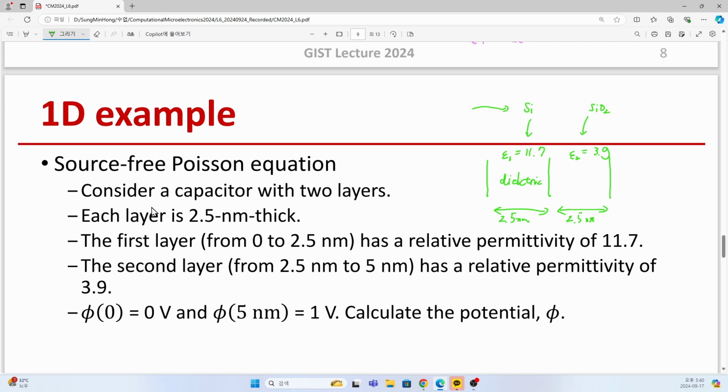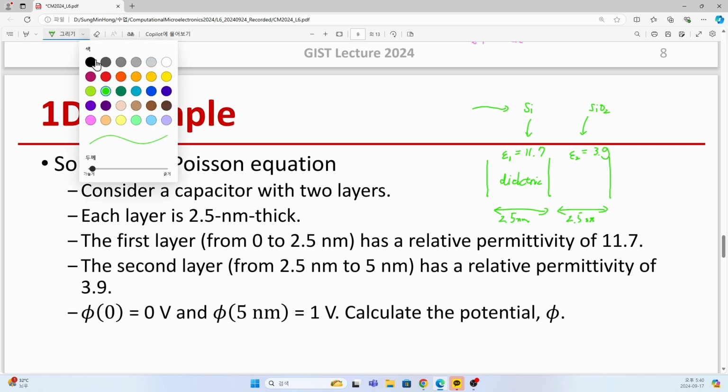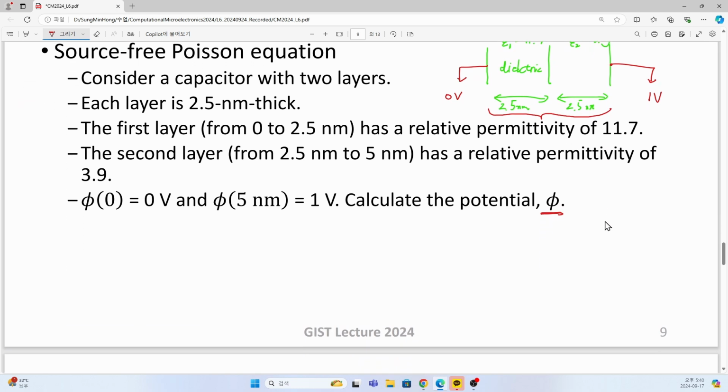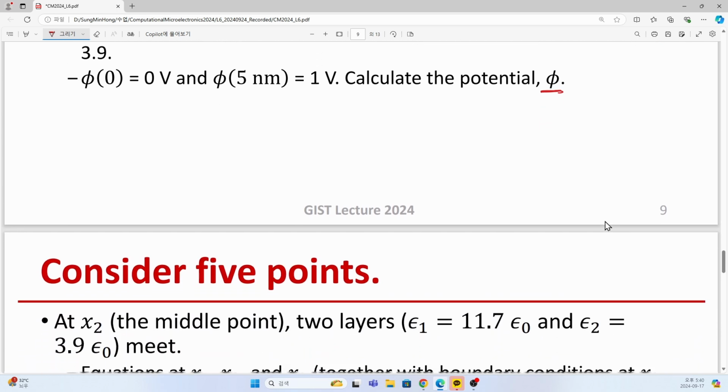And now we have a potential at this point of 0 volt, and at this point 1 volt, and by solving the one-dimensional source-free Poisson equation, please try to calculate the potential all over our domain starting from 0 and ending at 5 nanometer. So let's go to this case.